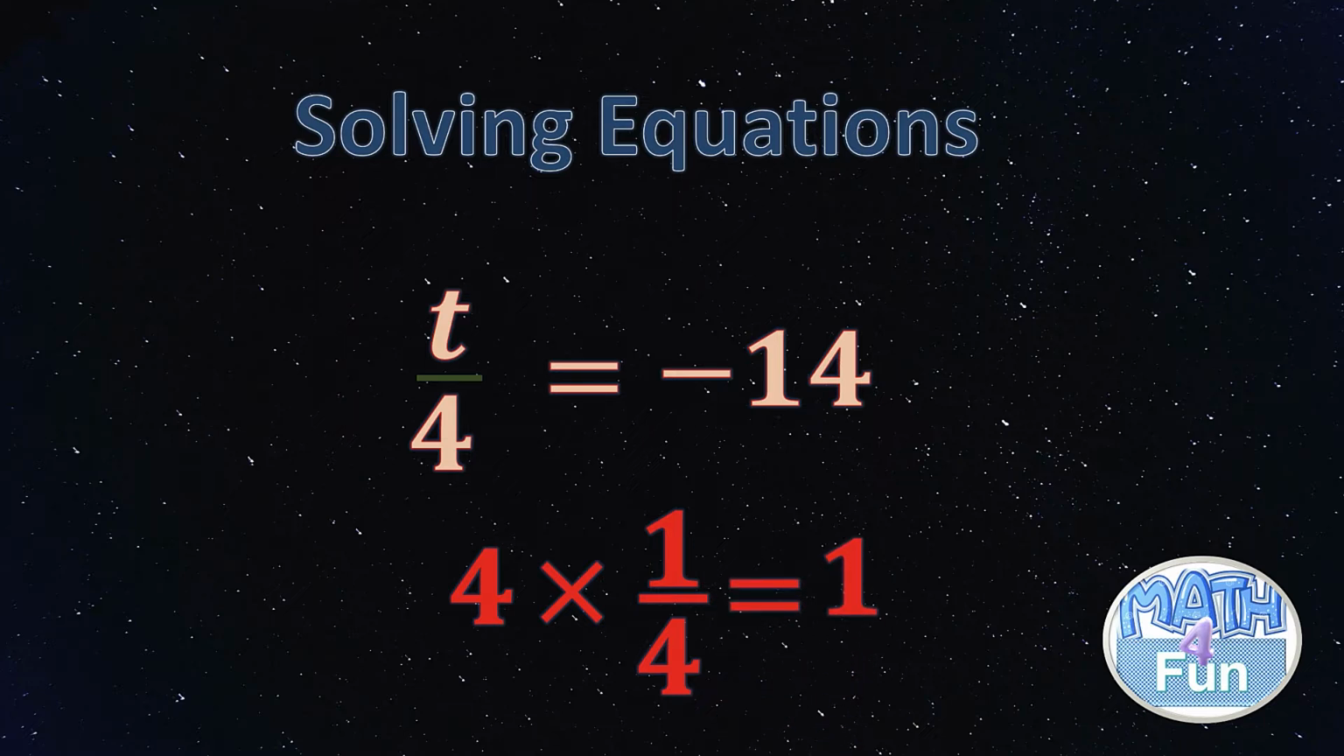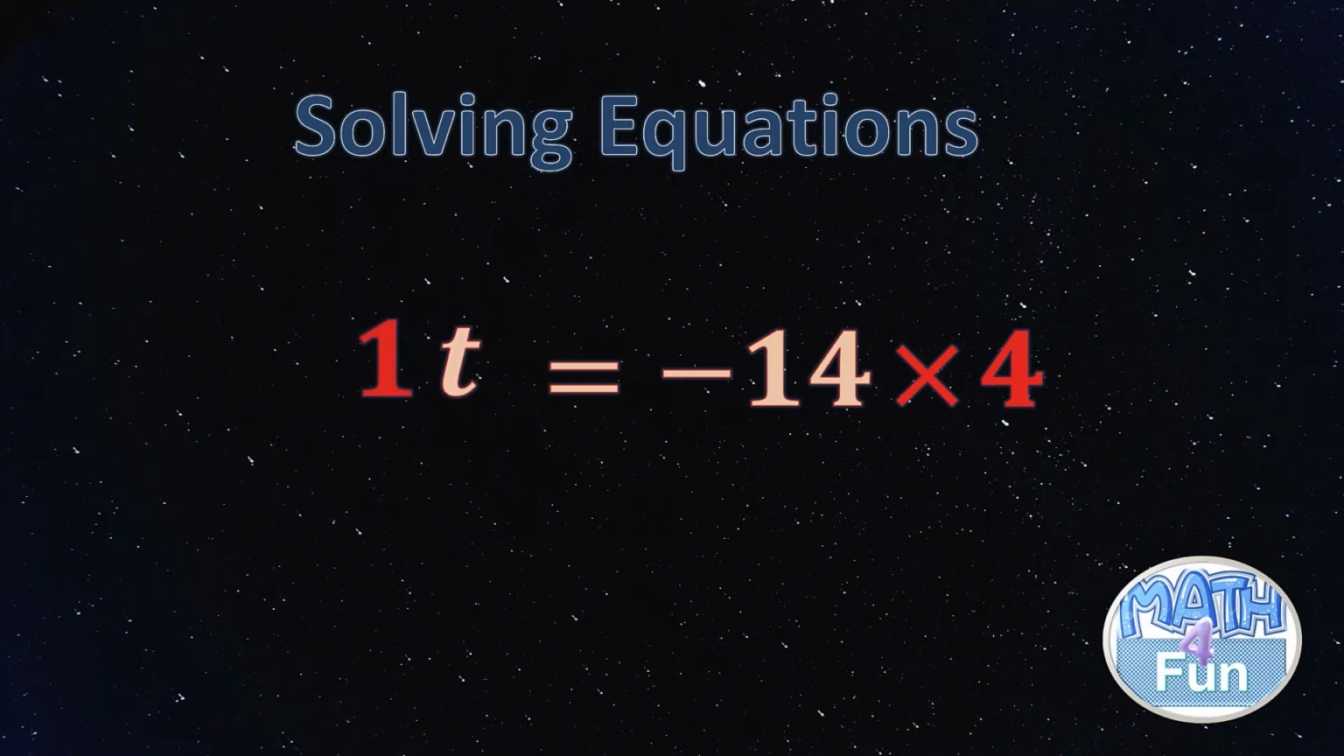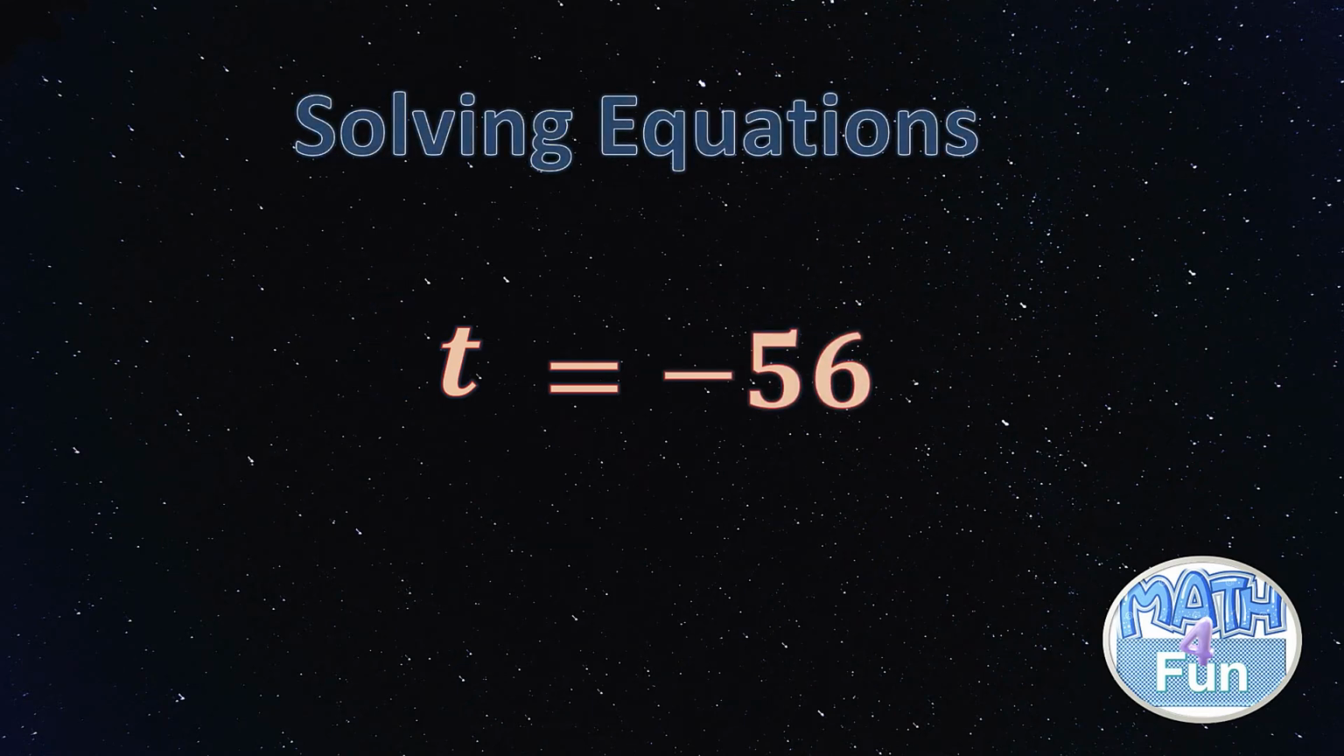So to remove the 1 over 4, we multiply both sides of the equation by 4. So we multiply 4 times t over 4 and we multiply minus 14 by 4. Now the left side, 4 times 1 over 4, gives us 1 as we mentioned before. And minus 14 times 4 is equal to minus 56. The 1 beside t, you don't need to write because 1t is t, and t equals minus 56 is the solution of the equation.